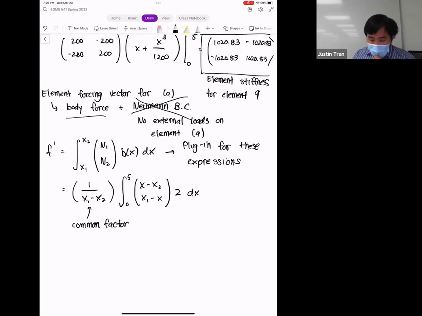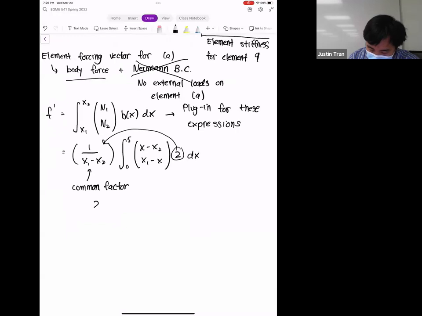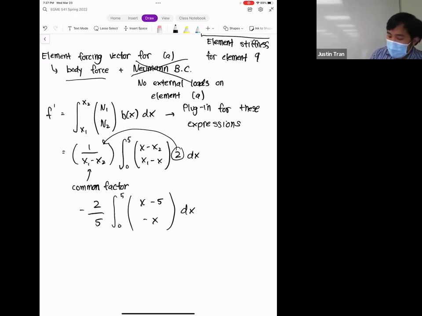Okay. So let me go ahead and plug in for these values here. We're going to plug in for x1 minus x2, and we have 2, which we can pop out in front. And x1 minus x2 here is 0 minus 5, so it's going to have a minus 2/5 out in front. Then we have an integral from 0 to 5 of x minus 5, and then a minus x, because we have a 0 for x1, and we evaluate that and just get a minus x right there.